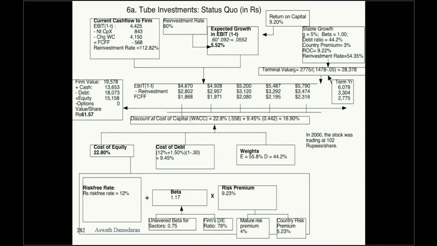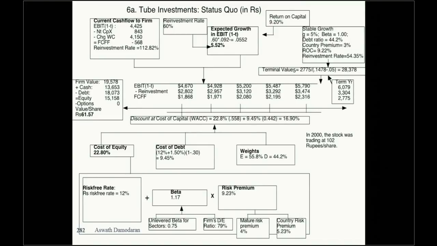So status quo, I pushed the numbers through. In fact, I assumed that they would keep doing this. You're saying, isn't that the definition of insanity? Well, if you have incumbent managers running the company and this is what they've been doing, I left it there. The value per share that I got was 61.57 rupees. And I said, you should be lucky that the market's pricing at 102. But if I build in exactly what you're doing in this company, you should be really trading at 62.